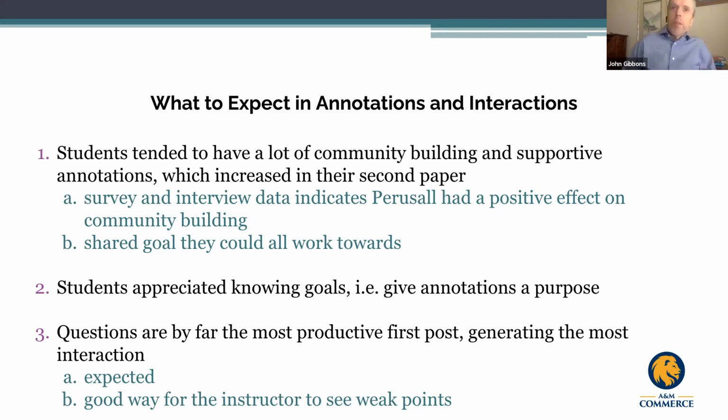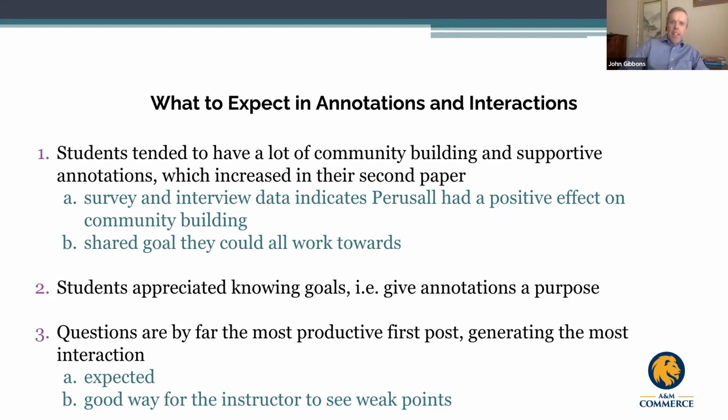So it was a good way for me as instructor to see the weak points, where, okay, there's a lot of confusion here. Let me address this on Monday when I have a Zoom session. Because a lot of times, if you have an asynchronous class as a teacher, you don't have all your students in class. So you might not be getting the immediate feedback you need to know where there are weak points or where there's confusion in some things.